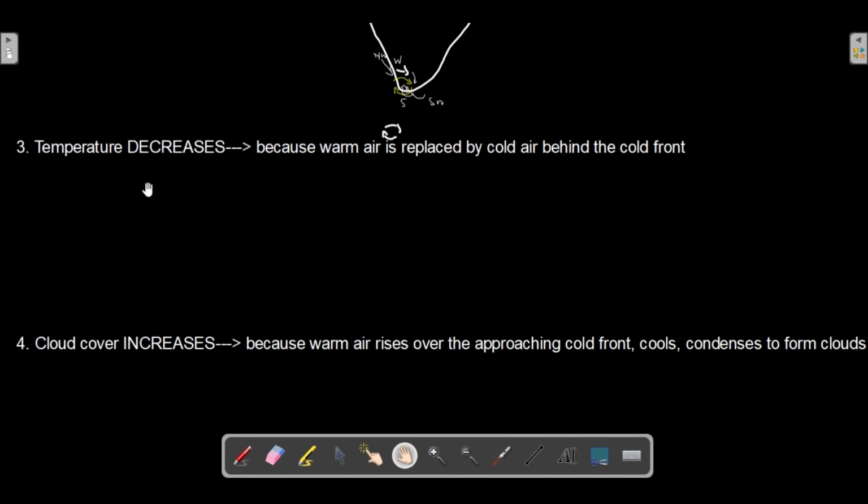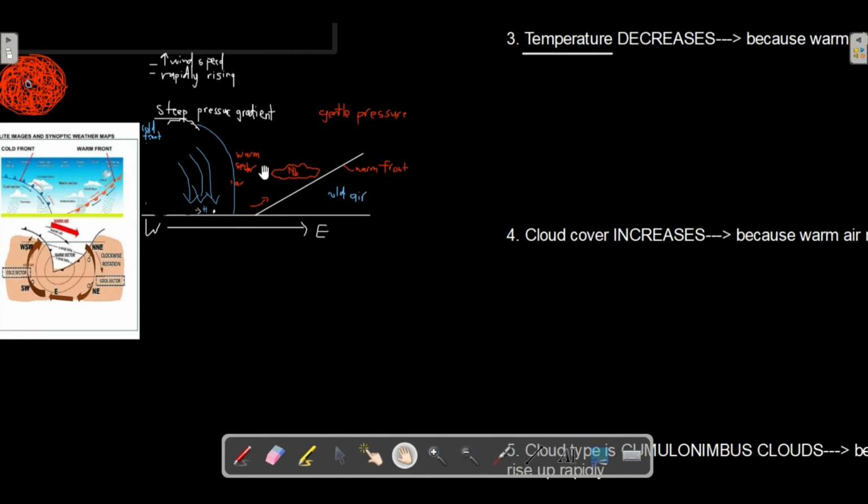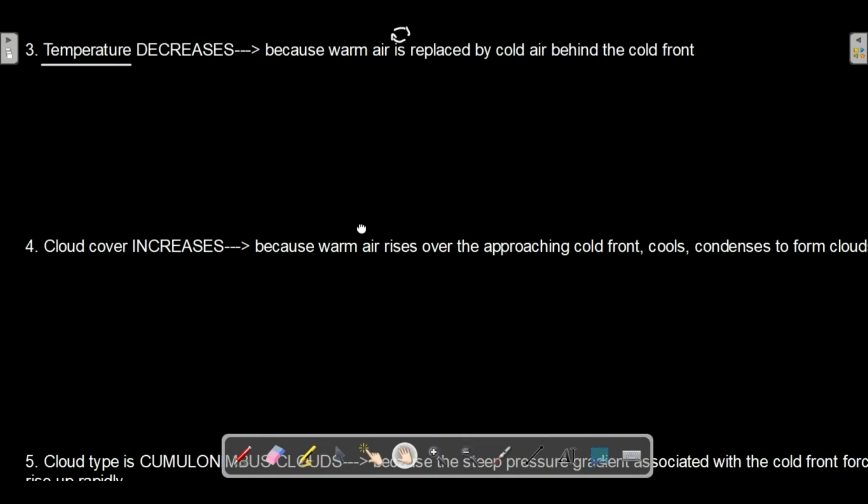Let's move on then. Another change that we see is temperature. Of course, this one is obvious because warm air is replaced by cold air behind the cold front. So again, guys, you were in the warm sector. Now the warm sector is replaced by the cold sector. In the warm sector, of course, you have warm air, so that's relatively higher temperatures. And in the cold sector there's cold air, and so that's relatively lower temperatures, and so that's why temperature decreases.